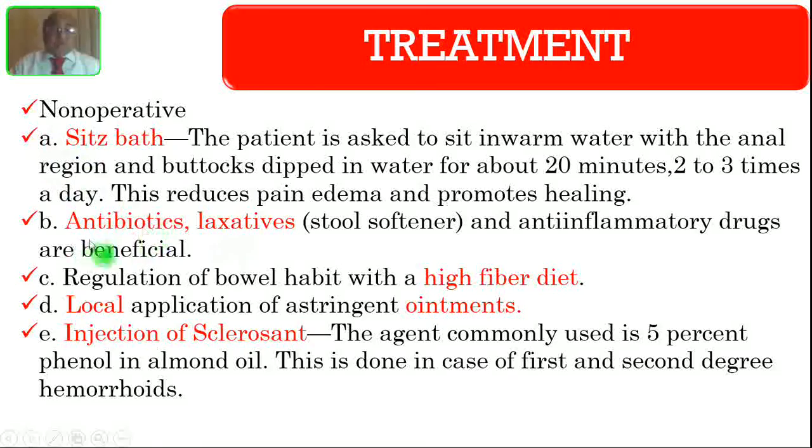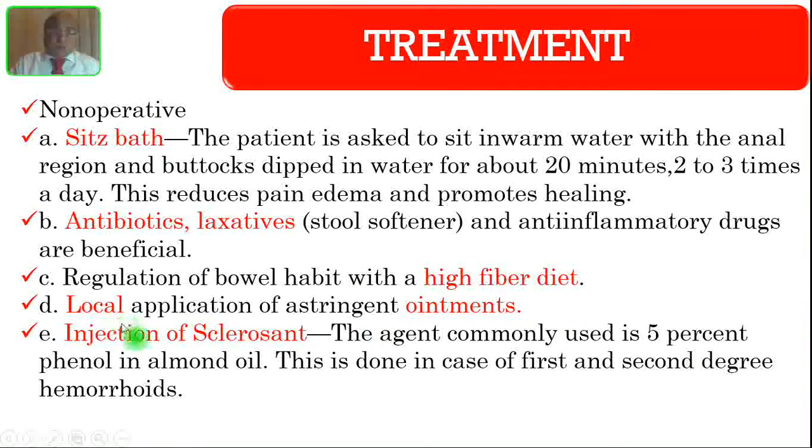You can also give some antibiotics, especially if you feel that the piles or the hemorrhoids is infected. You can also give laxative or stool softener, and you can also try anti-inflammatory drugs. All these are supportive treatment. You can also advise the patient to take high fiber diet so that the patient will get relieved of constipation.